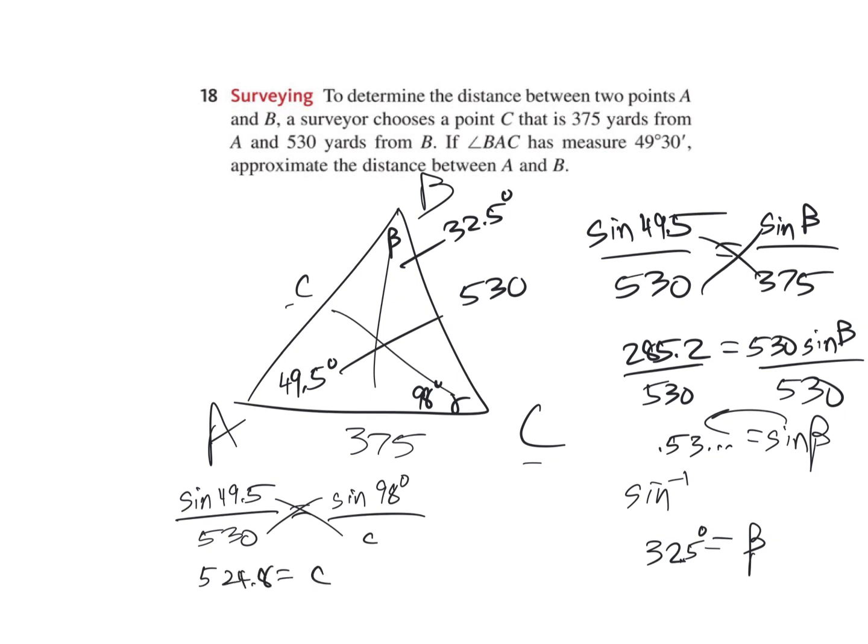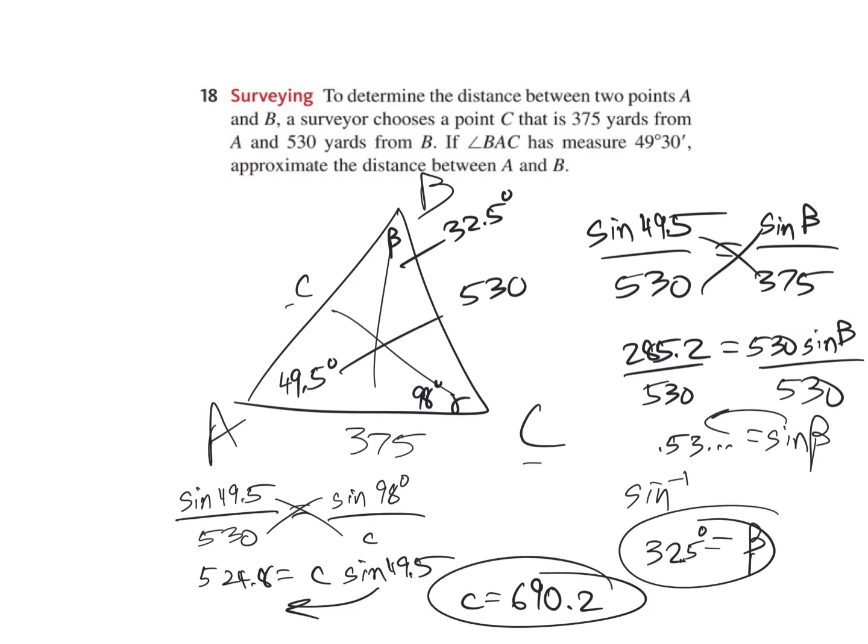524.8 equals c times the sine of 49.5. So you should be able to get faster by knowing what to do on your calculator. Divide by the sine of 49.5. So little c is 690.2, and that's the distance between A and B.